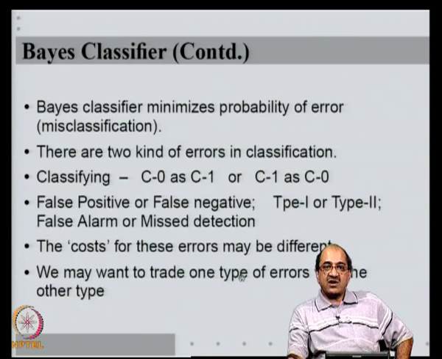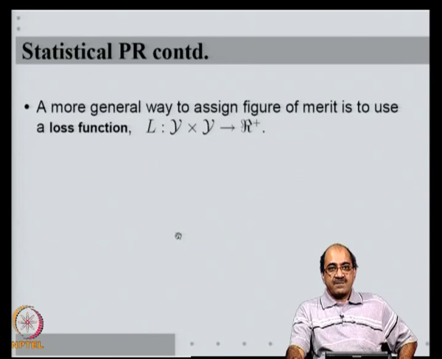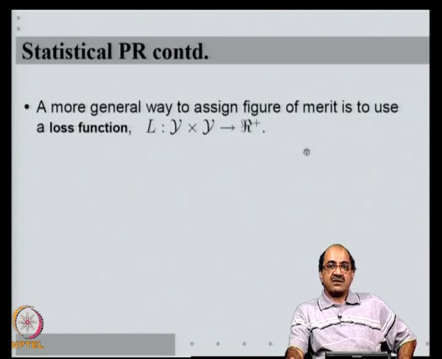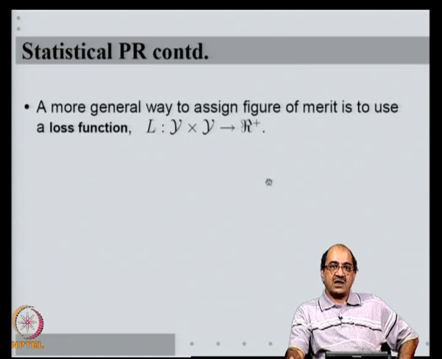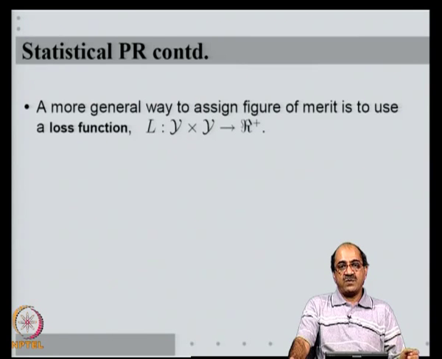So, in general, the cost of errors may be different, and we may want to trade one type of error with the other. We may not be bothered about minimizing the probability of error, but we may want to minimize the cost of error. Well, that can also be done. It is done by what are called loss functions. Earlier we have been rating classifiers based on the probability of error, but a more general method to assign a rating or a figure of merit to a classifier is what is called a loss function.